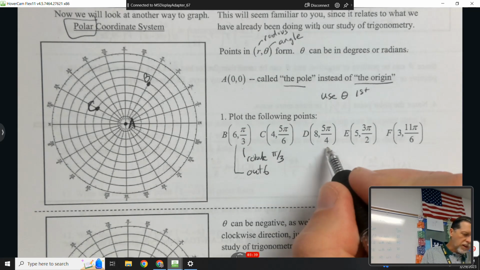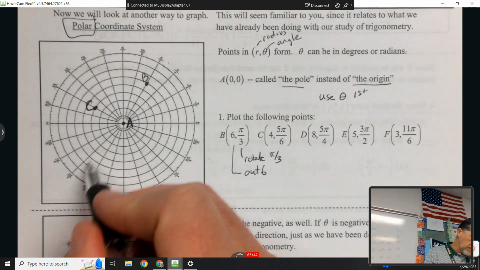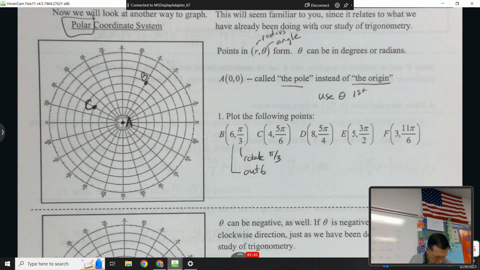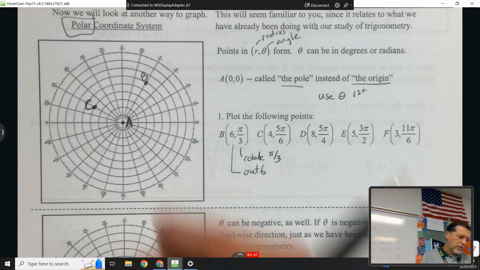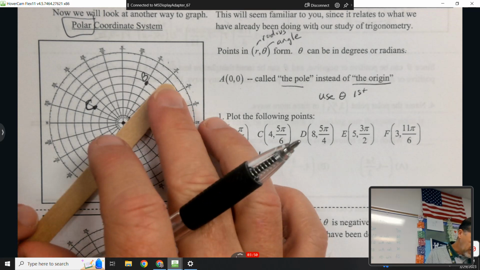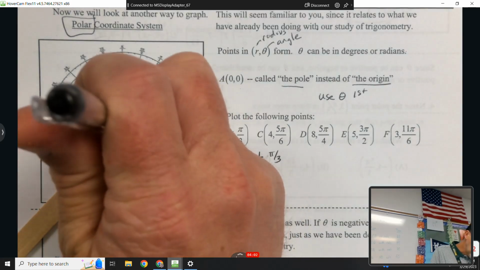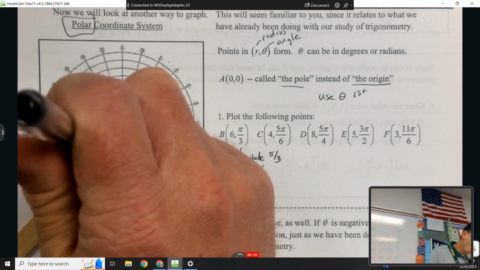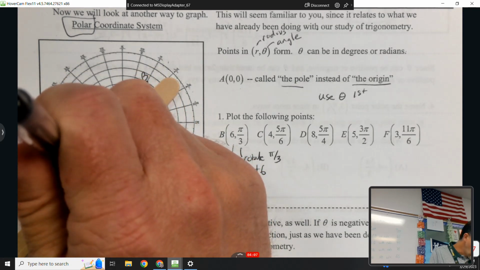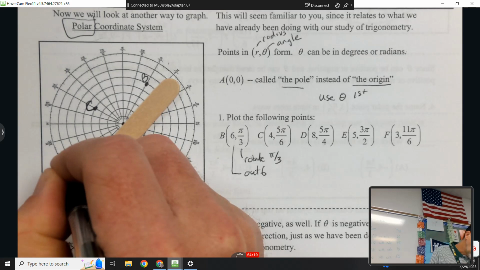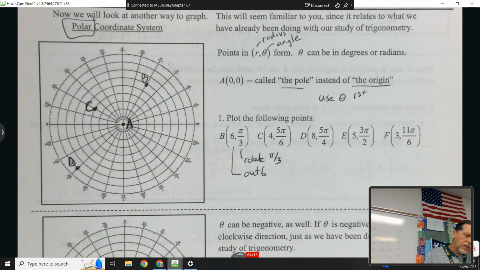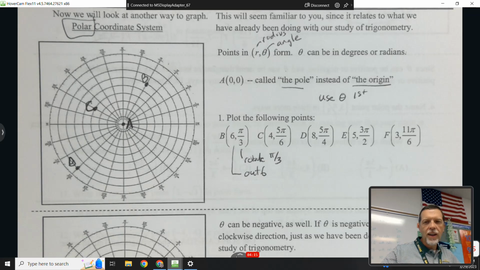Point D. Rotate 5 pi over 4. So go all the way around to 5 pi over 4. If your eyes are bad like mine and you can't keep up, I'm going to lay that stick on 5 pi over 4 just so my eyes work better. And then I'm going to count 8 out along 5 pi over 4. 1, 2, 3, 4, 5, 6, 7, 8. So there's point D.